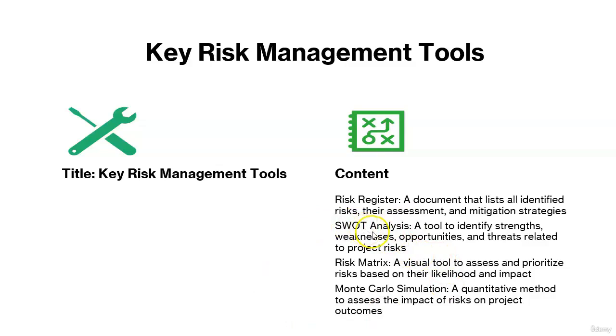SWOT analysis. This tool helps identify strengths, weaknesses, opportunities, and threats related to project risk. Risk matrix, a visual tool that assesses and prioritizes risks based on their likelihood and impact, helping you focus on the most significant risks. Monte Carlo simulation, a quantitative method that assesses the impact of risk on project outcomes by running multiple simulations, providing a range of possible outcomes.